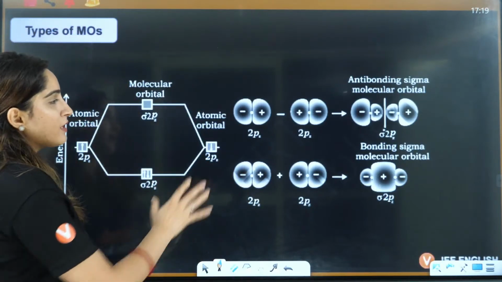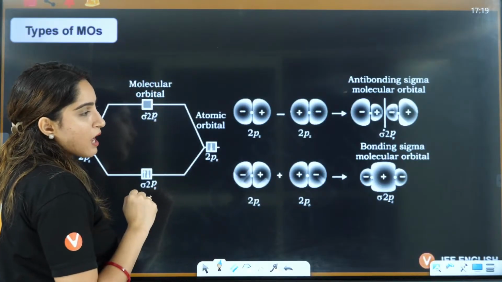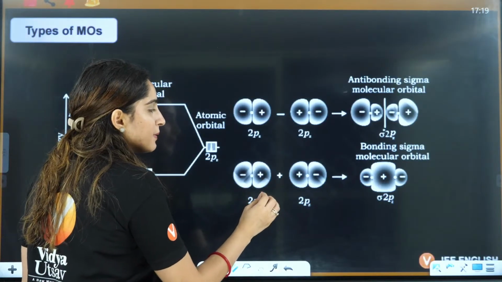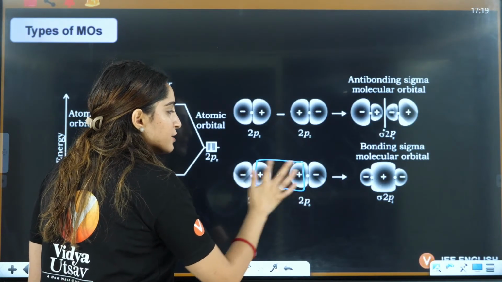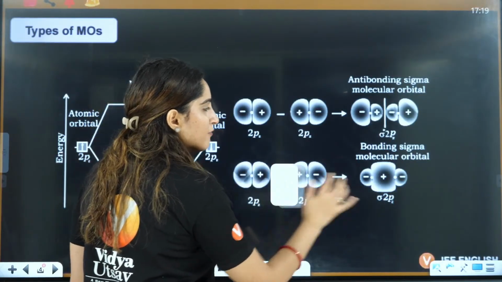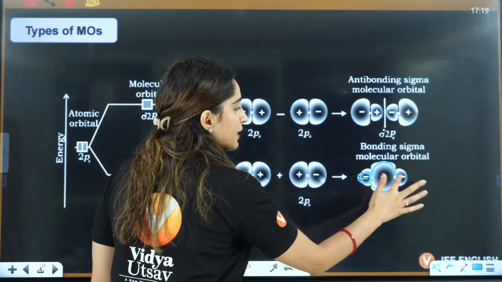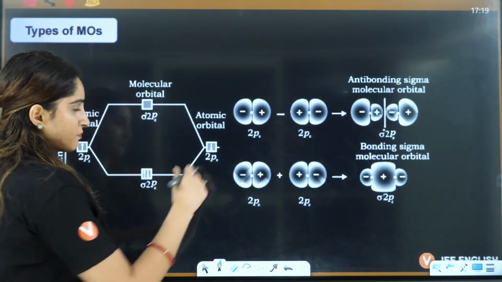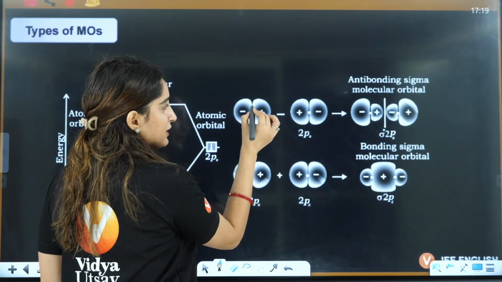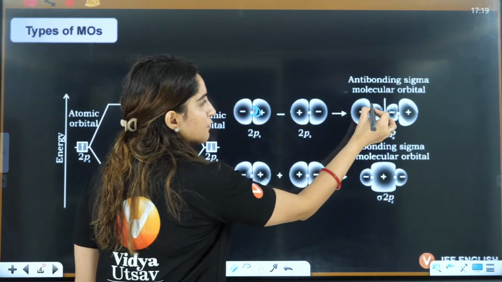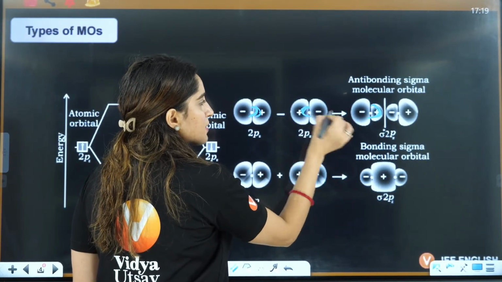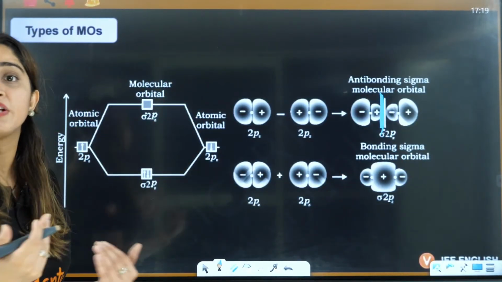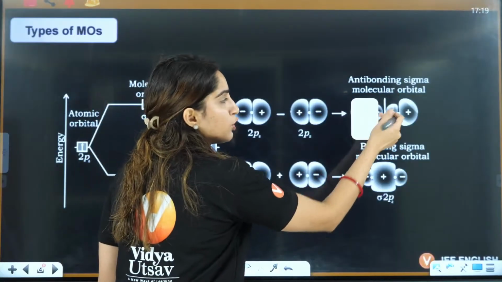Now here, when are bonding molecular orbitals formed and when are anti-bonding molecular orbitals formed? In bonding, both are being added, so the clouds will add on, they will not be subtracted. Here they are being subtracted. So when they subtract, you will have some positive and some negative, but overall some part will cancel with each other. So that's why you will have a node here.